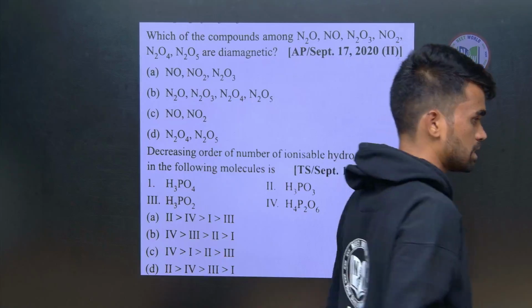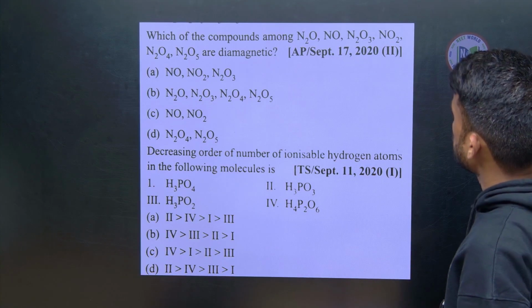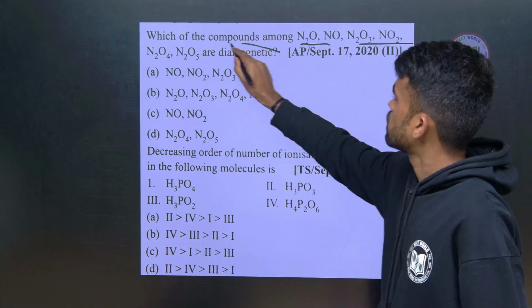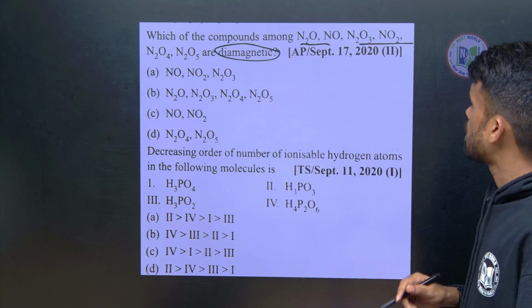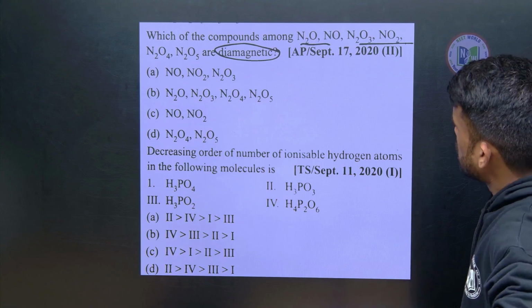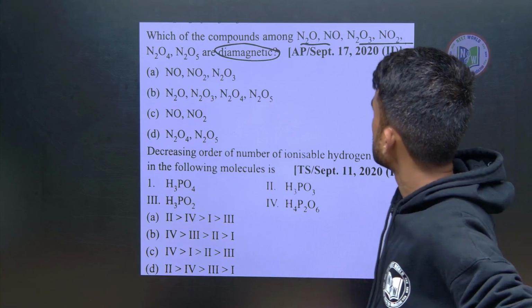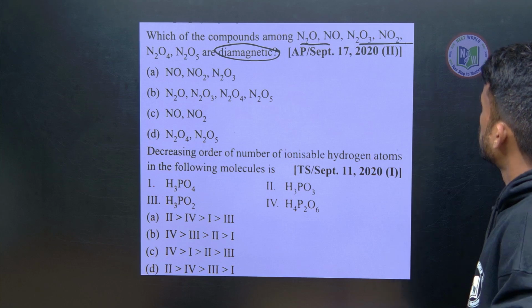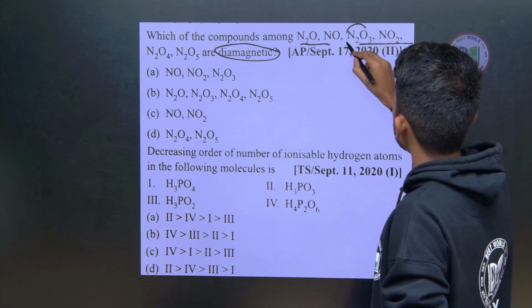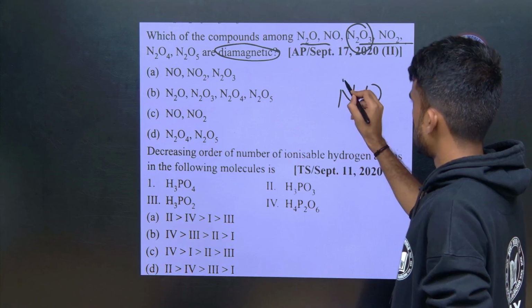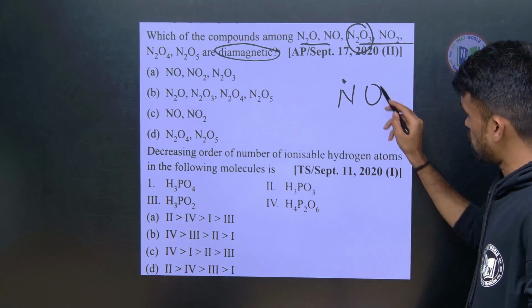Okay, next, which among the following compounds is diamagnetic? Out of these, which are diamagnetic and which are paramagnetic, they are asking. So N2O3 is diamagnetic. See here, if you consider NO, we have one odd electron, so it will be paramagnetic.